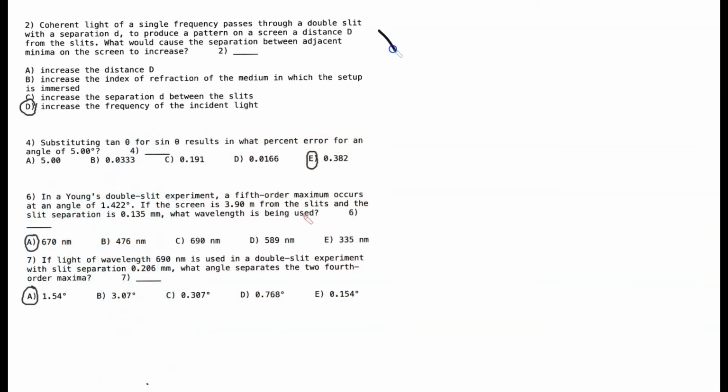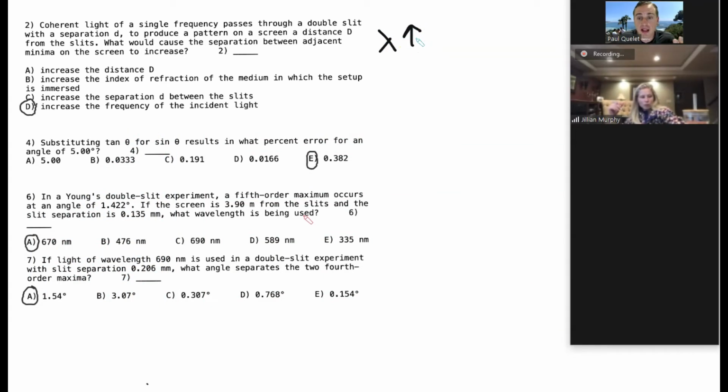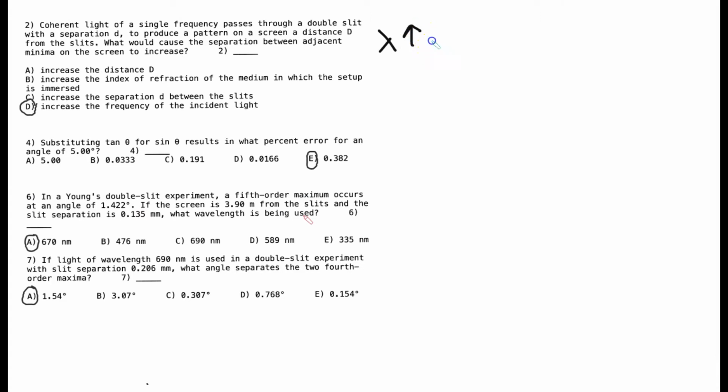So if the wavelength goes up, remember sound has a much larger wavelength than visible light, that means there's more diffraction and the fringes should spread apart. That would be when the frequency goes down, because if the wavelength is going up, the frequency should go down. Now that would be not choice D.